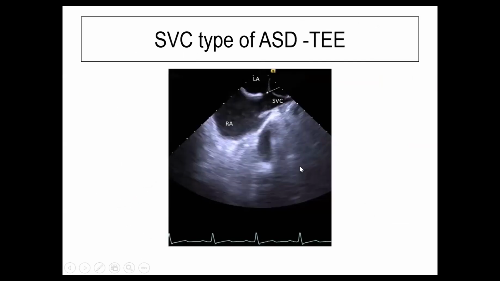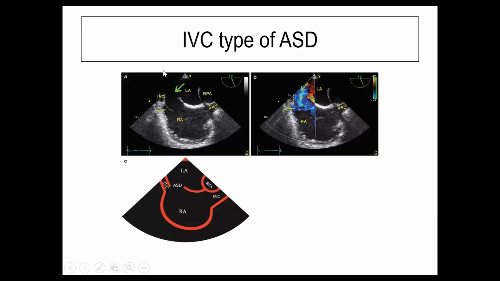And similarly, we look at an SVC rim over here. Yes, sir. So bicaval view, I'm sorry, I said the wrong thing. My concept is that we do not repair SVC or IVC type of ASDs. Let's suppose fossa ovalis defect is there or secundum defect is there. This would be the SVC rim. Correct? Yes, sir. This would be the IVC rim. Because here the rims would be there and the defect would be over here.